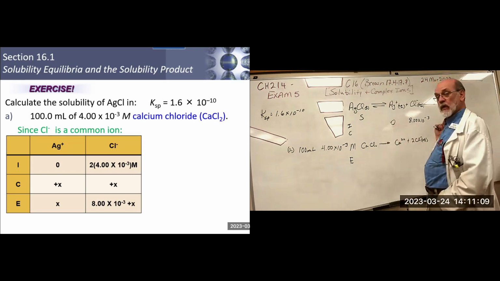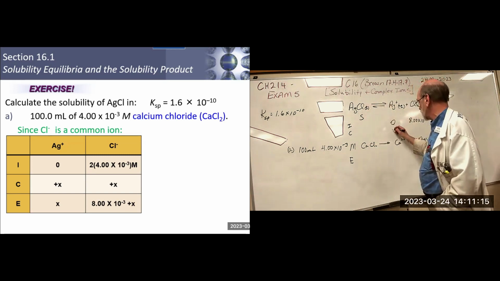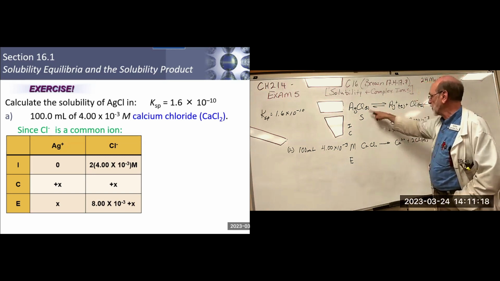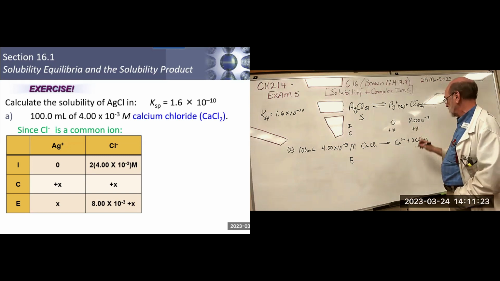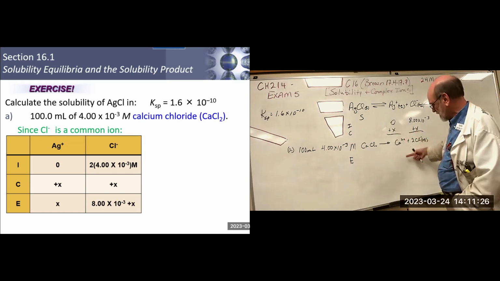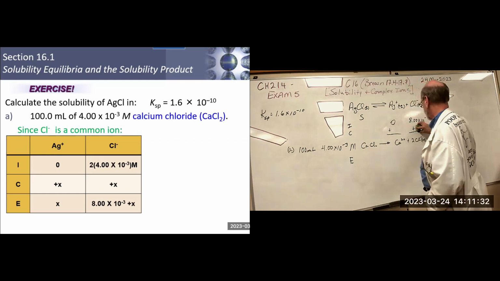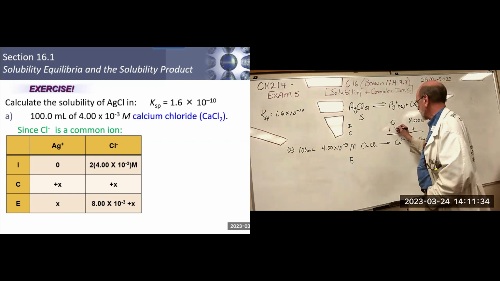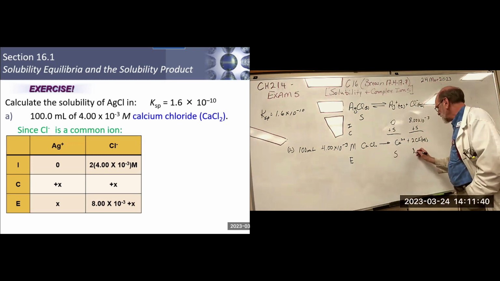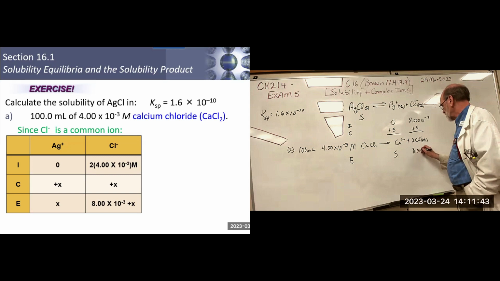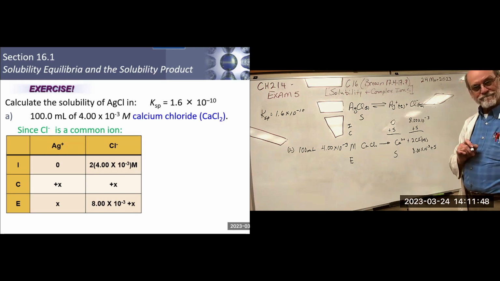Okay, we're still going to go this way, right? So some of this, one to one, and this one is going to be also plus X. Okay, so I'm going to skip over that and come down here. I should be using S here, solubility. So this is going to be S, and this is going to be 8.00 times 10 to the minus 3 plus S. Okay?